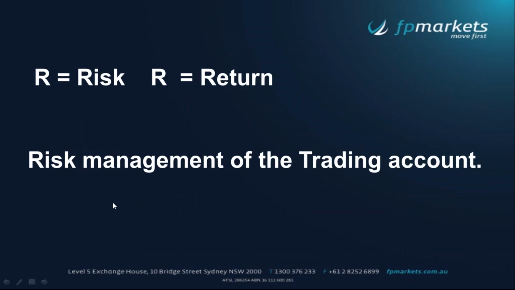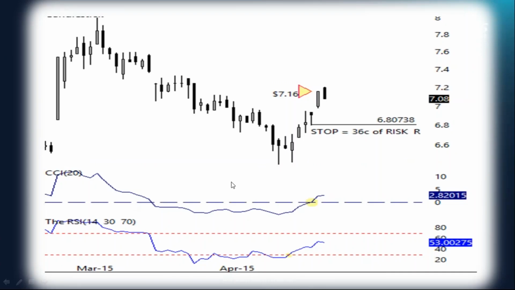So, the risk and return of a trading account. Here is another example. For whatever reason, something gets your attention: maybe there's a gap away, maybe it's broken above this little resistance area, maybe the indicators have given you a buy signal, and in this case your stop is here. So the entry at $7.16, the stop is at $6.80, you have 36 cents of risk. This is the part you must understand, what your risk side of the trade is.